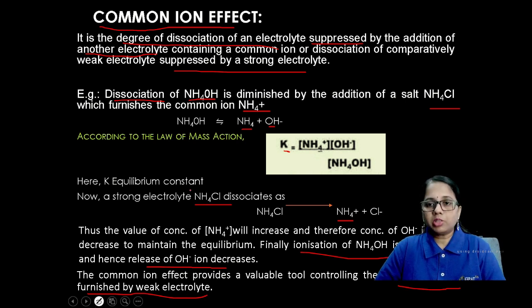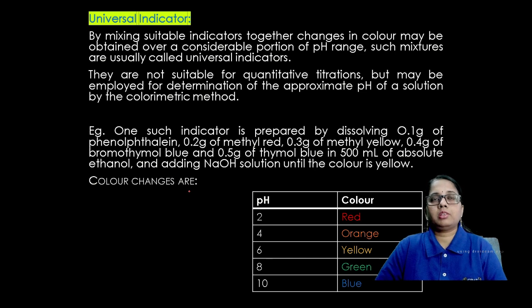Sometimes this common ion effect will give you the most precise results, and sometimes it is a disadvantage also. We need to have a basic knowledge of which type of ions we need to add to increase the degree of dissociation, and how the pH is going to be maintained at the equilibrium state. These two concepts have to be kept in mind while adding the different types of electrolytes to the solution. Now coming to the universal indicator.